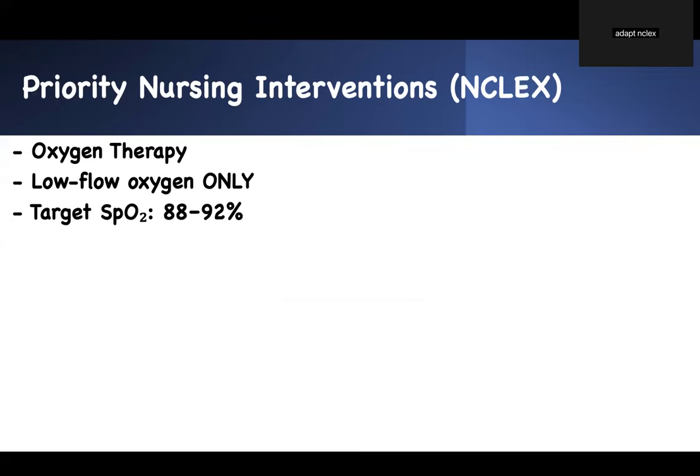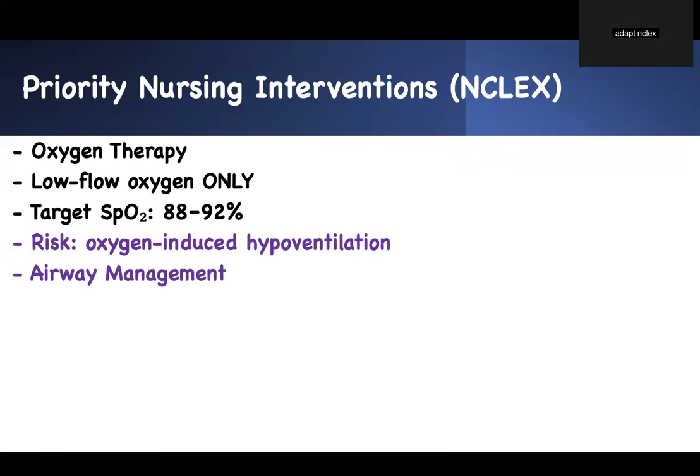In a prioritization question, if they give you a patient with COPD, saturation is 88, 89, 91. Don't pick it as a priority. Your target is 88 to 92.